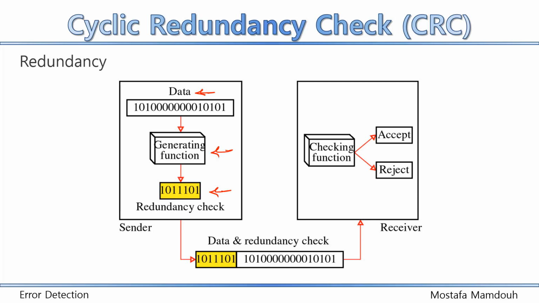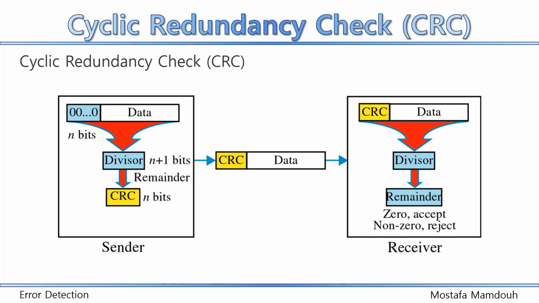Then the receiver receives this frame, and it has a checking function that will tell whether we accept the data or we reject it. We will accept it if it's correct, and we will reject it if there is an error. Or we may correct it if there is an error. Not necessarily we reject it. Cyclic redundancy check, CRC, is one type of error detection. There are several types of error detection, but we will stick with CRC for now.